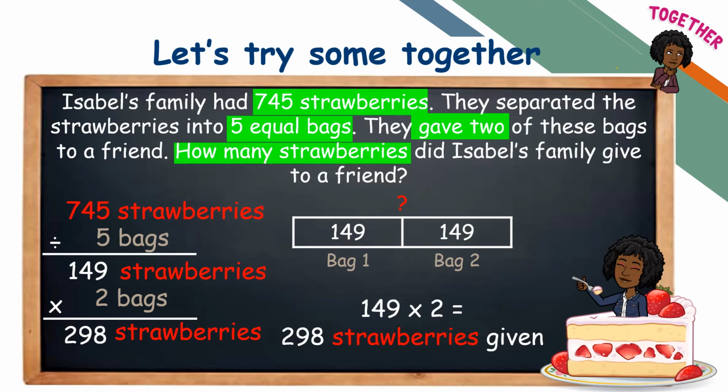Does our answer make sense? Well, we started with 745 strawberries, so we know we weren't getting more strawberries since we're separating them into bags. Separating equal groups definitely means division, so we did that correctly. And multiplying it by 2 to find out how many strawberries were given away. Yes, our answer makes sense.